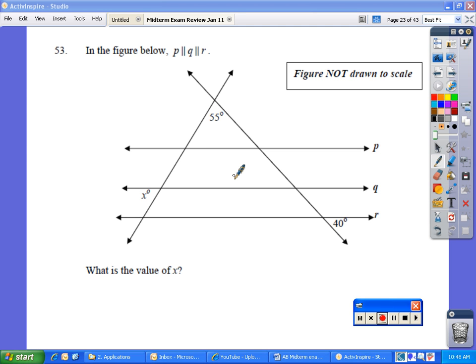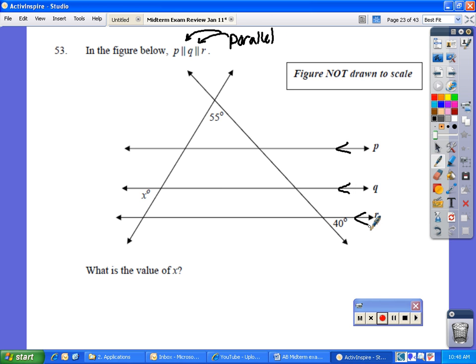All right, looking at number 53. We know that P, Q, and R, and this symbol right here in between both of them means parallel. Okay? That does not mean congruent. Don't misunderstand it with congruent. When we talk about parallel lines, you should think of the angles between parallel lines. Okay, that's what we really want you to be thinking about.